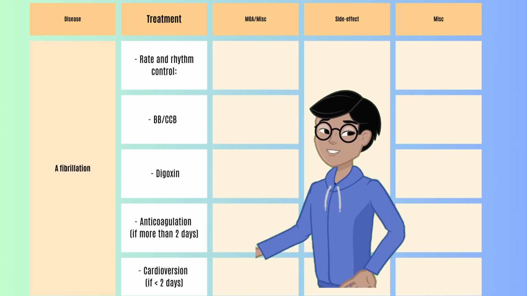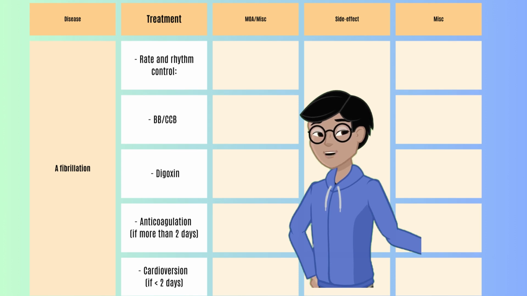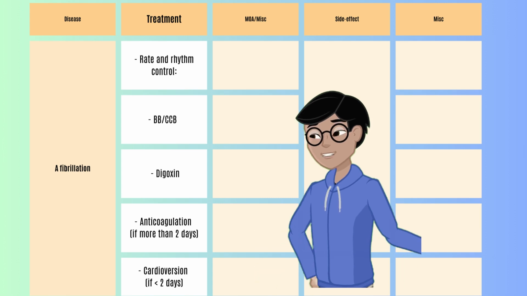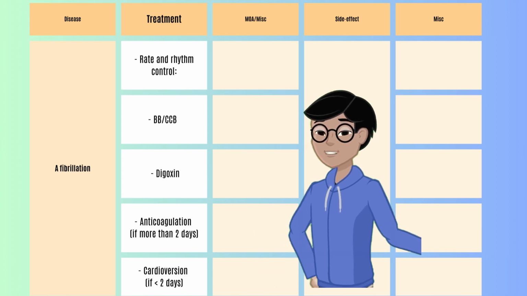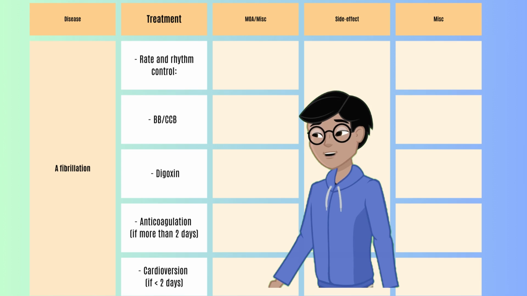Atrial fibrillation is defined as dysfunction of atrial and ventricular contraction. Symptoms are usually shortness of breath, chest pain, or palpitations. Treatment: first, you can treat it with digoxin, a beta blocker, or a calcium channel blocker. Next, you can either use anticoagulation if the event is more than 2 days old, or you can do cardioversion if the onset is less than 2 days.